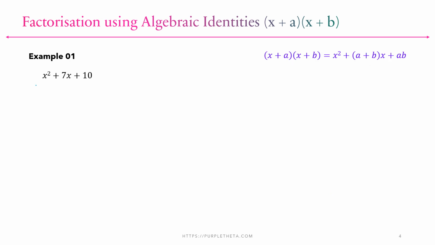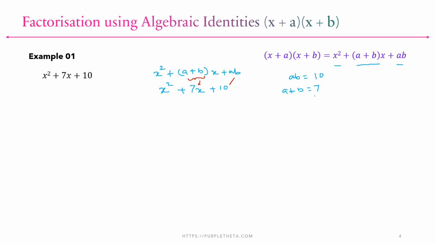Okay, let us factorize x square plus 7x plus 10. So the first step will be to compare the expression with x square plus a plus b x plus ab, right? Let me write it down here. X square plus in a bracket a plus b x plus ab, and our expression is x square plus 7x plus 10. Okay, so here we can see that ab is equal to 10 and a plus b is equal to 7, right? Let me write it down. ab is equal to 10 and a plus b is equal to 7.